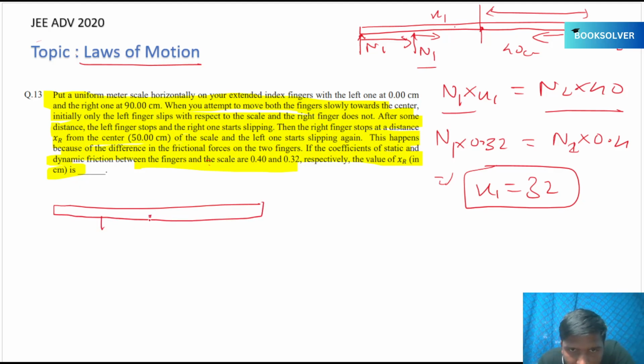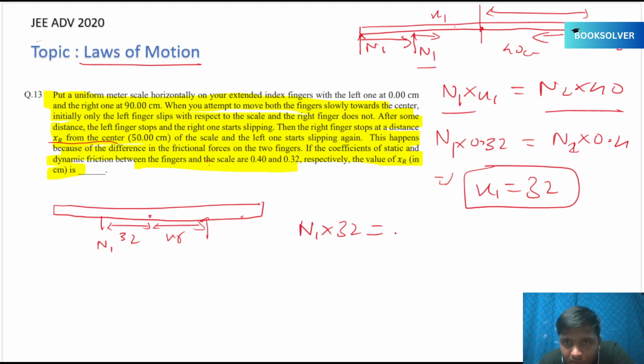So now our new FBD will be like this. This is our 50 center. This is 32. Here it is applying N1. Now it says that the N2 finger starts slipping, and we have to follow the same conditions, and it stops at a distance XR from the center. So it stops at XR from the center, measured from 90. Now again we have to balance first their friction and then their torque. So N1 into 32 will be equal to N2 into XR.